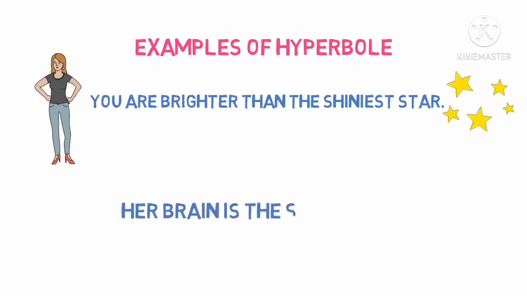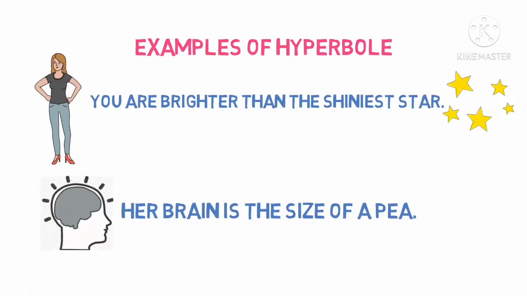Let's look into one more example of hyperbole. Her brain is the size of a pea. Here we are overstating her mind's lack of functionality by telling that it is just the size of a pea. So it's a hyperbole. Let's look into the next type of figure of speech.